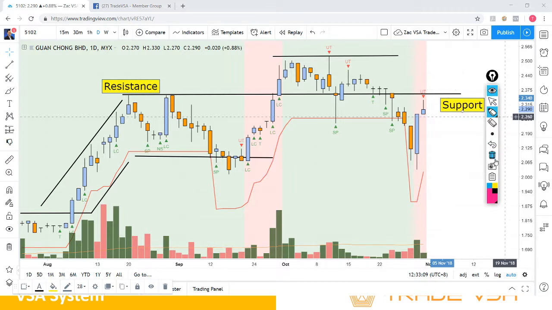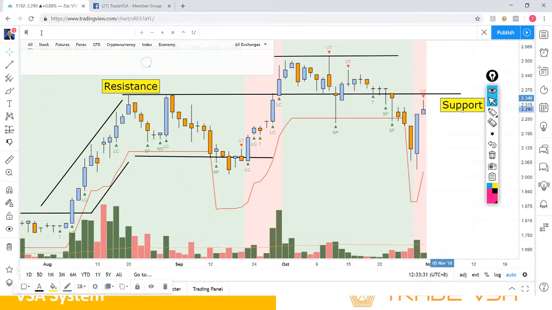So for me, if let's say you haven't entered Guangchong, of course, if you entered earlier, I will exit. If not, then I would like to see what the action is from the smart money, whether they still have the intention to push up further for Guangchong by holding above the support level.